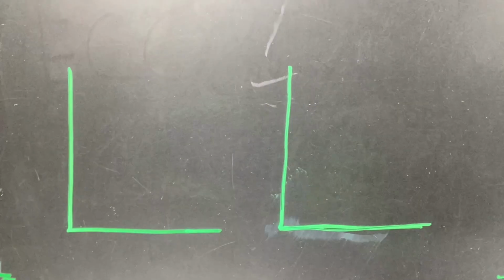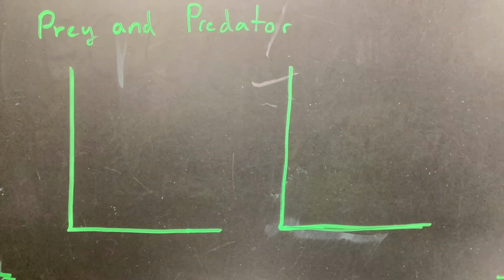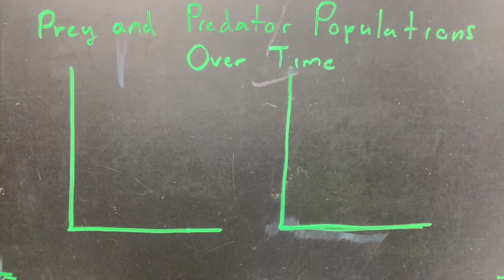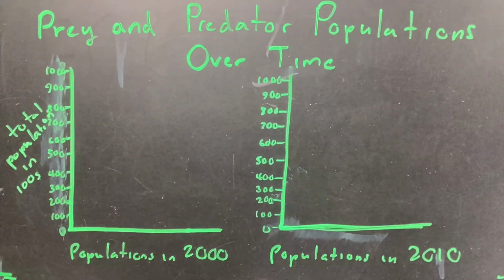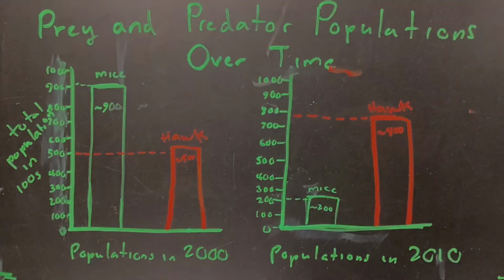We can display this relationship between prey and predator in a pair of graphs displaying a before and after change in the environment. In 2000, the population of mice was much higher, but once they lost the advantage of camouflage, the hawk population very quickly grew over the next 10 years.